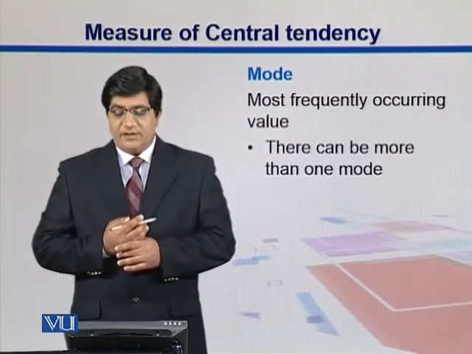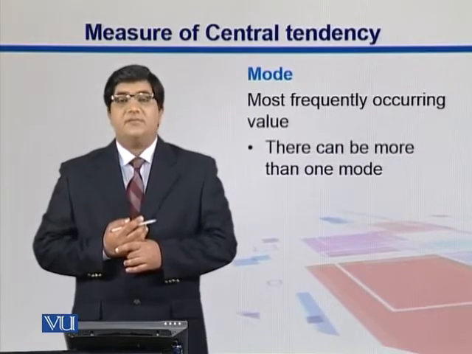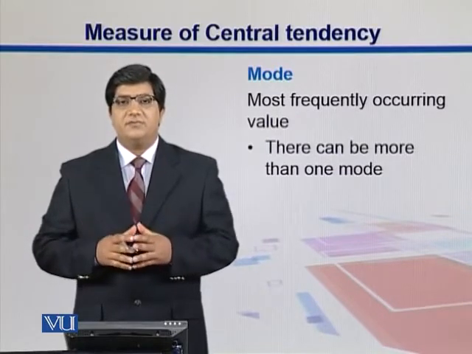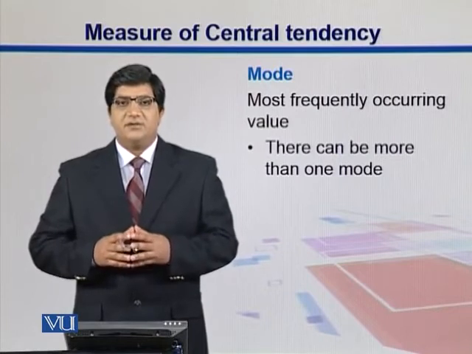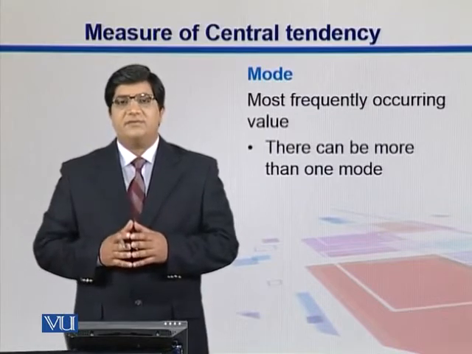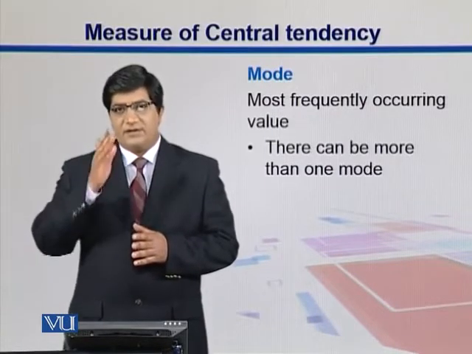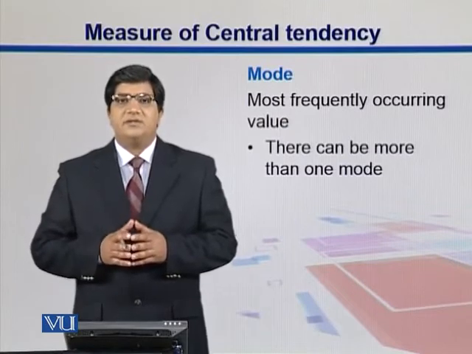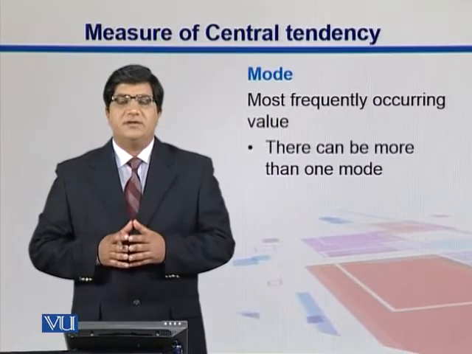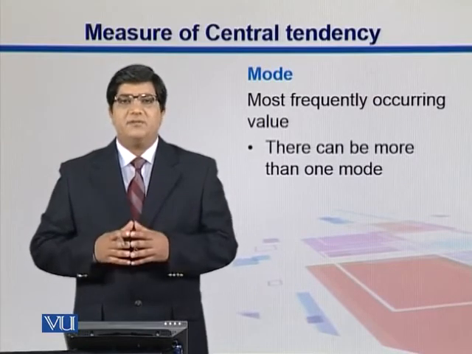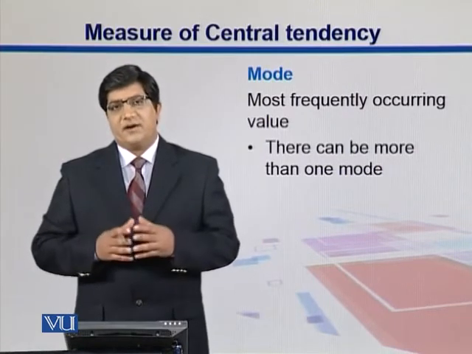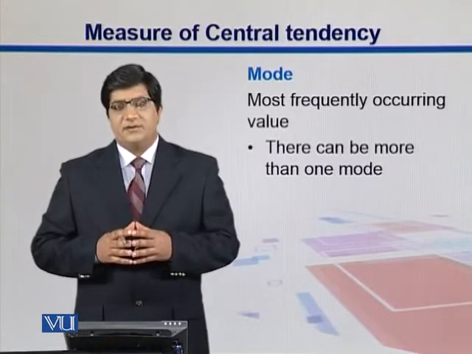Mode is the most frequently occurring value, and remember there can be more than one mode in our data sets. If we talk about normal distributions, the mode is where we have that peak in the middle. That is the value which is most frequently occurring, so the height of that distribution is determined by the mode. Sometimes we can have more than one mode. A distribution can be multimodal, or bimodal where we have two modes. So we can expect more than one mode in a distribution.